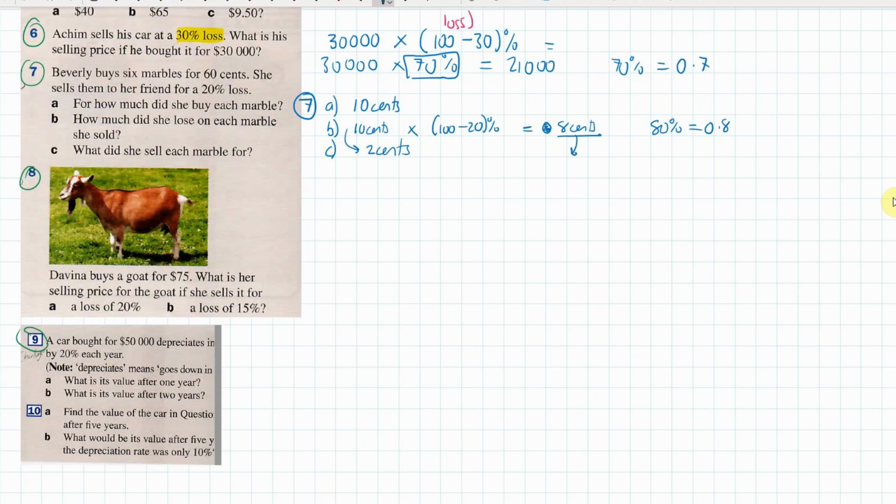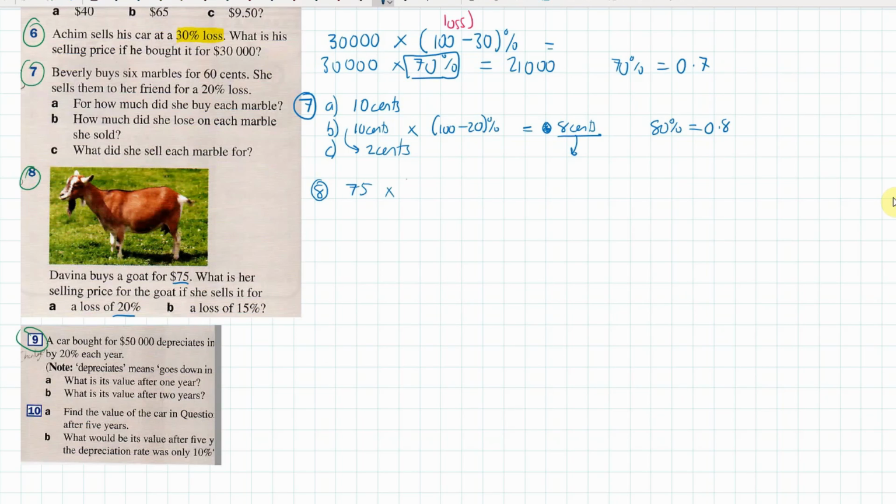Okay, Davina buys a goat. Why is Davina buying a goat? I don't know. For some reason, Davina is buying a goat for $75. What is her selling price for the goat if she sells it for a loss of 20%? So for this one, she shouldn't have bought the goat.